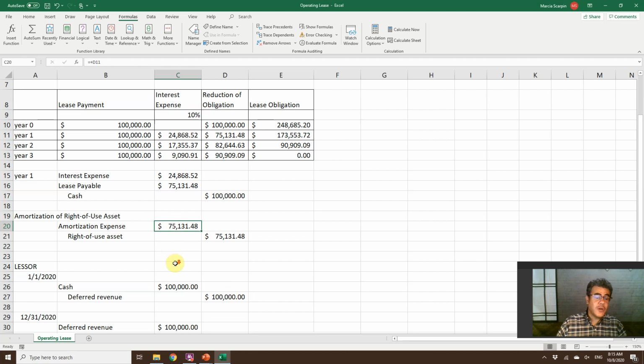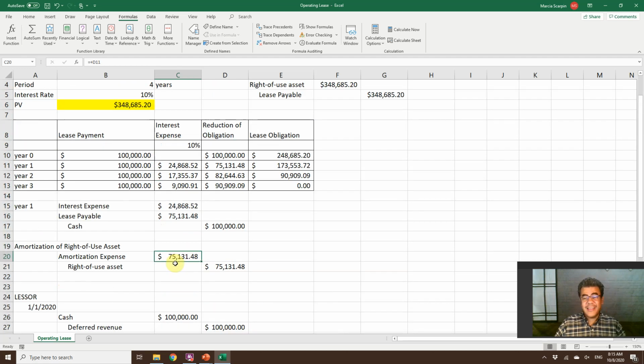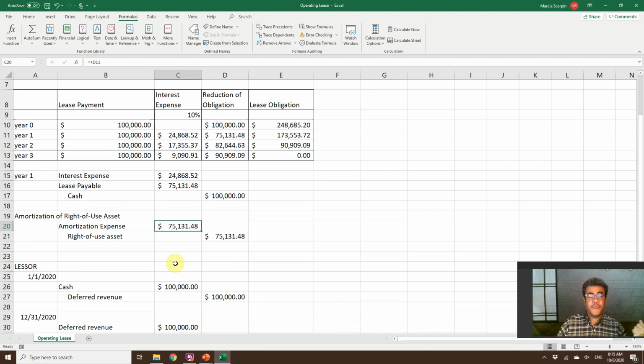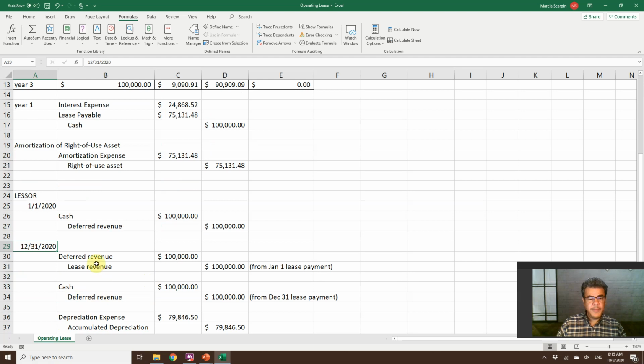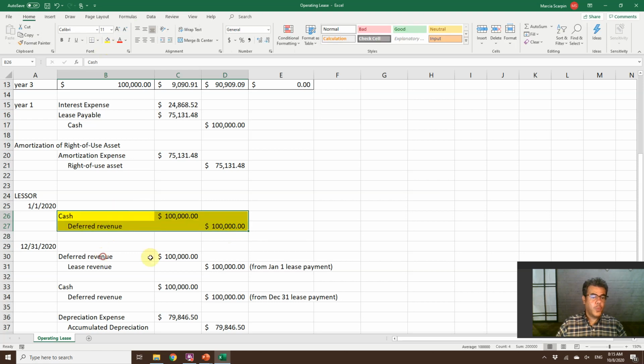For the lessor, we are not selling the equipment. We will not sell it, so we will not take this equipment out of the lessor's accounting. So on January 1st, when we receive our first payment, debit cash, credit deferred revenue. On December 31st, debit deferred revenue, credit lease revenue. From the January 1st lease payment, we do the revenue recognition here.